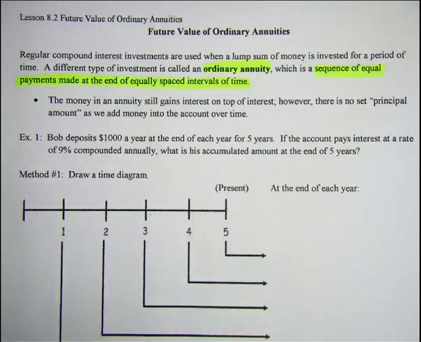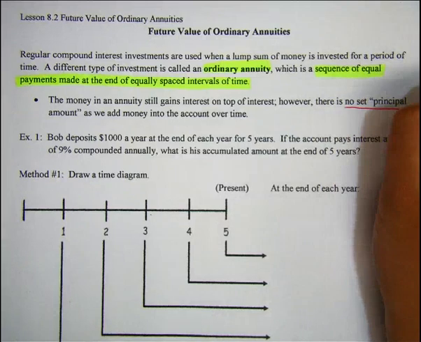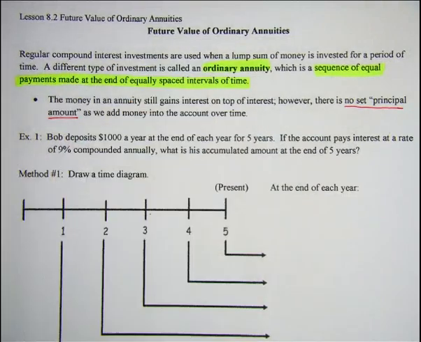Okay. This means that the money in an annuity still gains interest on top of interest, just like a compound interest investment. However, there is no set principal amount since we keep adding to the investment into the account over time.